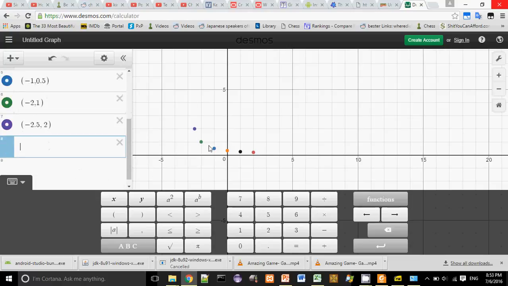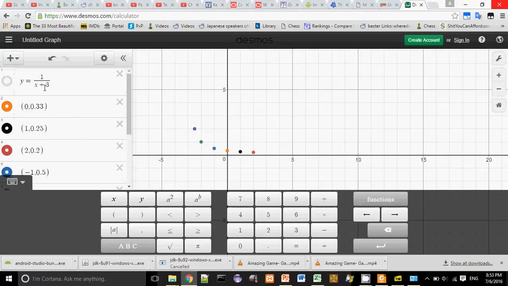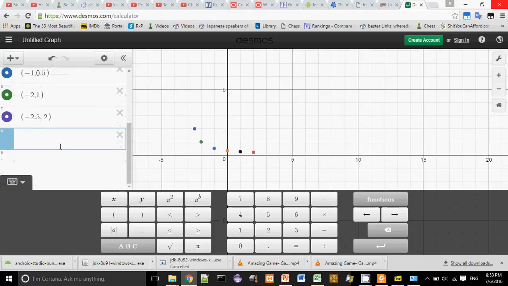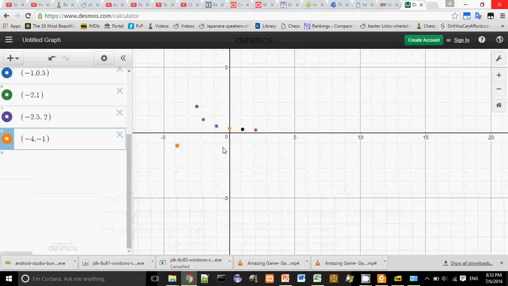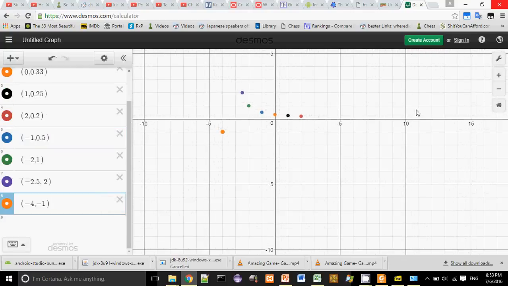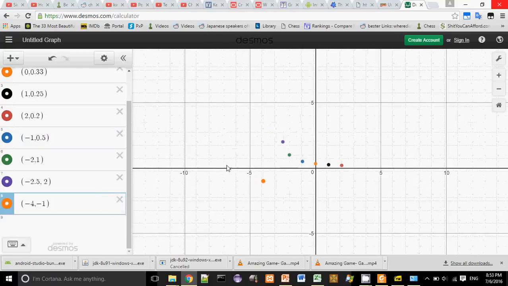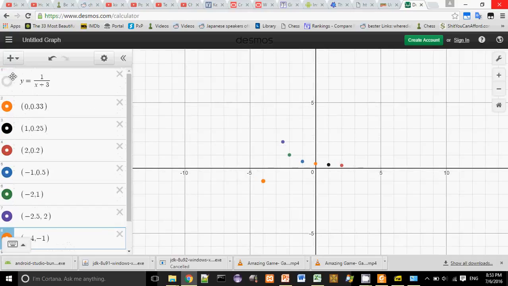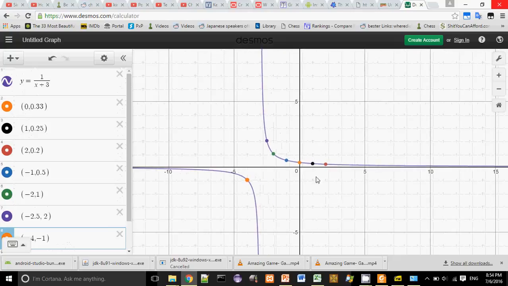Now hopefully you can sort of see what's going on. Let's try minus 4. Minus 4 plus 3 is minus 1. And 1 divided by minus 1 is actually just minus 1 again. So, okay. You're not going to get a lot like these, to be honest. I can tell what's going to happen. It's going to do this thing, like that. And it's going to do this thing. So let's just show it.